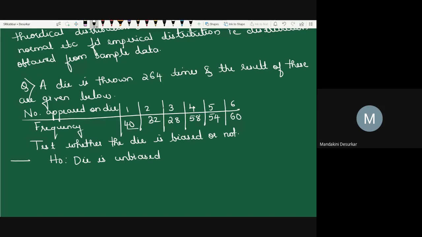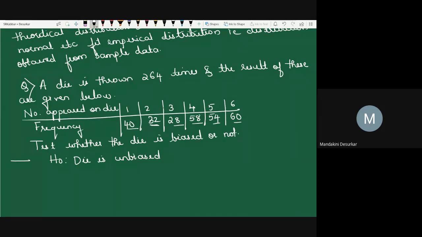Now, when I say chi-square, what does chi-square do? We are not interested in finding the mean, standard deviation, variance, nothing as such. We are just trying to fit a distribution. For that we need only two concepts: one is observed, another one is expected. So what is given, 40, 32, 28, 58, 54, 60? These are your observed frequencies.